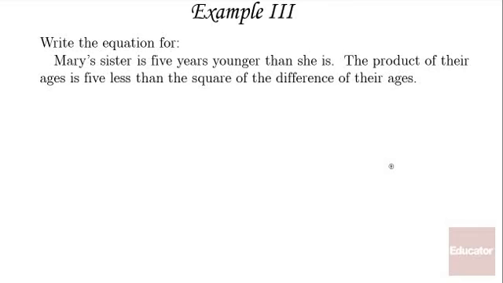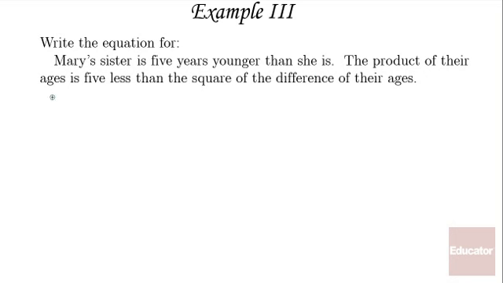The third example involves age. Write the equation for Mary's sister is 5 years younger than she is. The product of their ages is 5 less than the square of the difference of their ages. I actually have 2 unknowns here. I have the age of Mary's sister, and I have the age of Mary herself. Just looking at this first sentence, Mary's sister is 5 years younger than she is. So Mary's sister is actually 5 years younger than Mary.